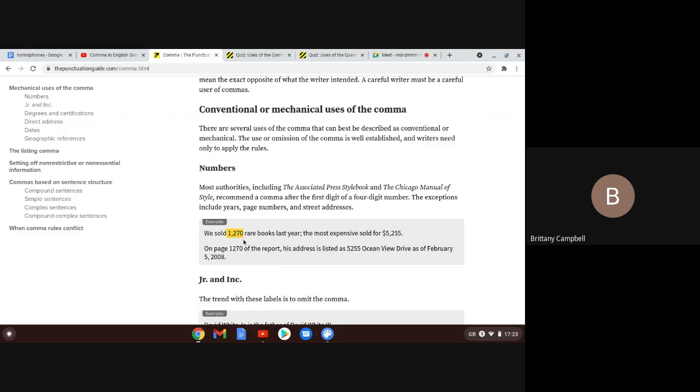So to remember this, remember our ones column, our tens column, hundreds column, and thousand. So in the thousands column, that is where you put your comma after the thousand. So ones, tens, hundred, comma, and then you have the thousand there. So we sold 1,270 rare books last year. The most expensive sold for 5,255.